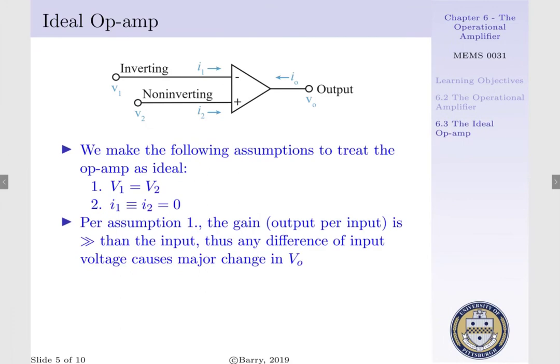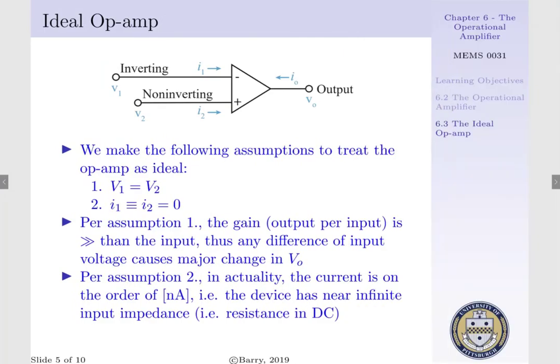Per assumption 1, we rationalize that our output per input, i.e. the gain of the system, is going to be much larger than the input, such that any difference in between our inverting and non-inverting terminals cause a major change in our output voltage. We do not want that. So we assume that we have the same potential at our inverting and non-inverting terminals.